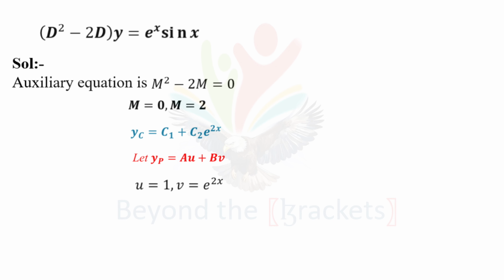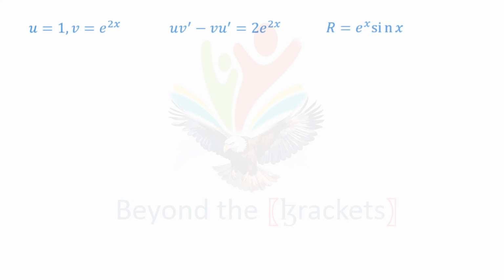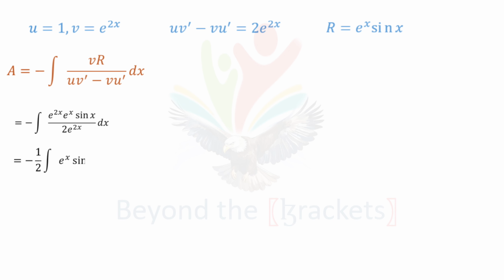Finding the derivatives, u dash will be equal to 0, v dash will be equal to 2 into e power 2x. Wronskian for this will be 1 multiplied by 2 into e power 2x, that will be 2 into e power 2x minus 0. Again, the formula for a is given as minus integration of v into r divided by the Wronskian with respect to x. Substituting the values of v, r and the Wronskian, we observe that e power 2x cancels out in the numerator and the denominator. We are left with minus 1 by 2 integration of e power x into sin x.